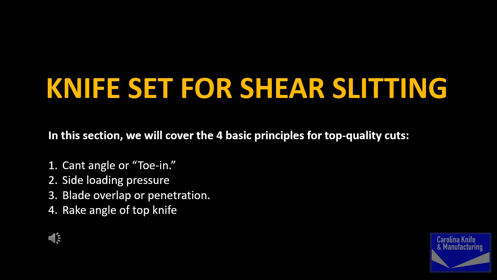In any shear slitting setup, there are 4 principles that must be present in your setup for optimal shear cutting to occur. Number 1, cant angle or toe in. Number 2, side load pressure between your top and bottom knives. Number 3, the amount of blade overlap between your top and bottom knives. Number 4, the rake angle of your top knife.